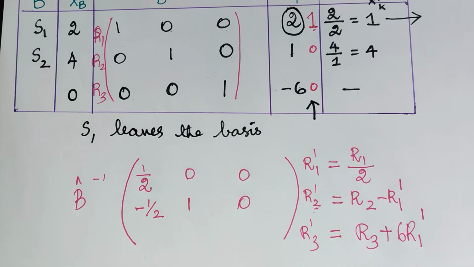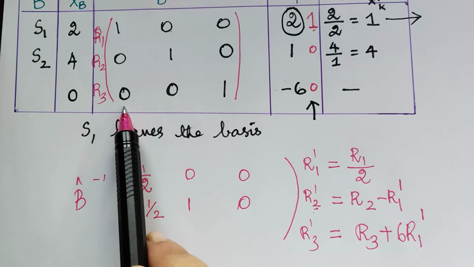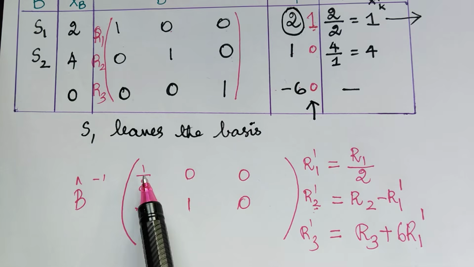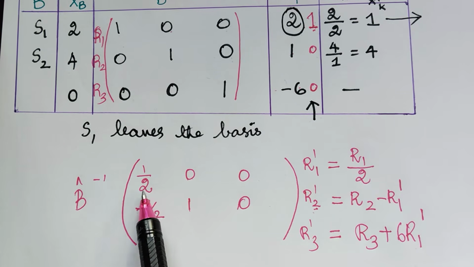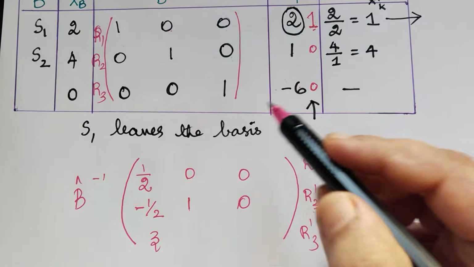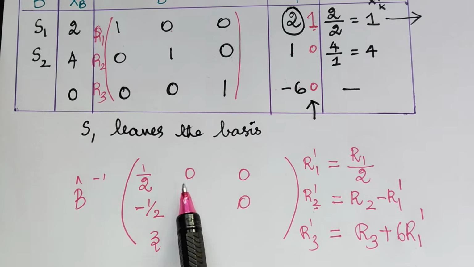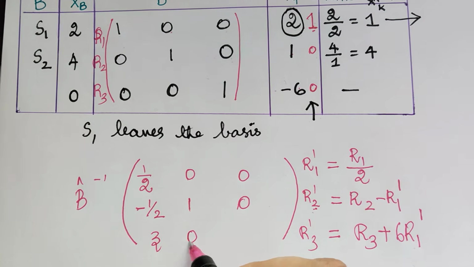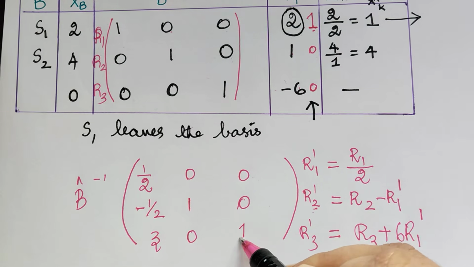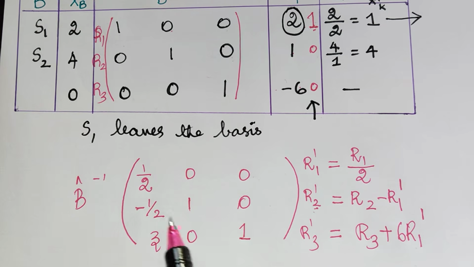The same procedure we have to do for the other elements. In R3 here we have 0, so 0 plus 6 multiplied with 1 by 2. 6 multiplied with 1 by 2 is 3, so 0 plus 3 is 3. Then 0 plus 6 into 0 remains 0 only. And then 1 plus 6 into 0 will be 1 only. So 3, 0, 1. So we have obtained row 1 dash, row 2 dash, row 3 dash.